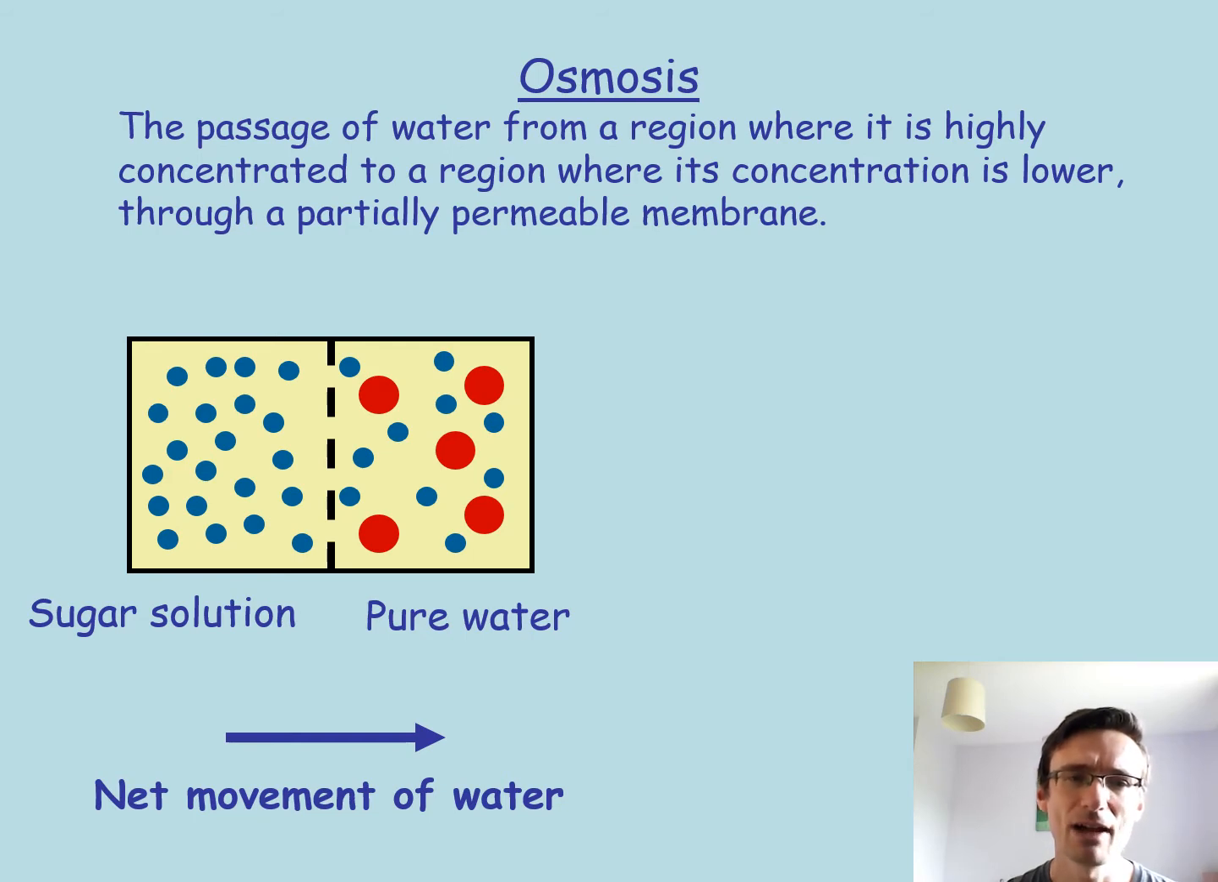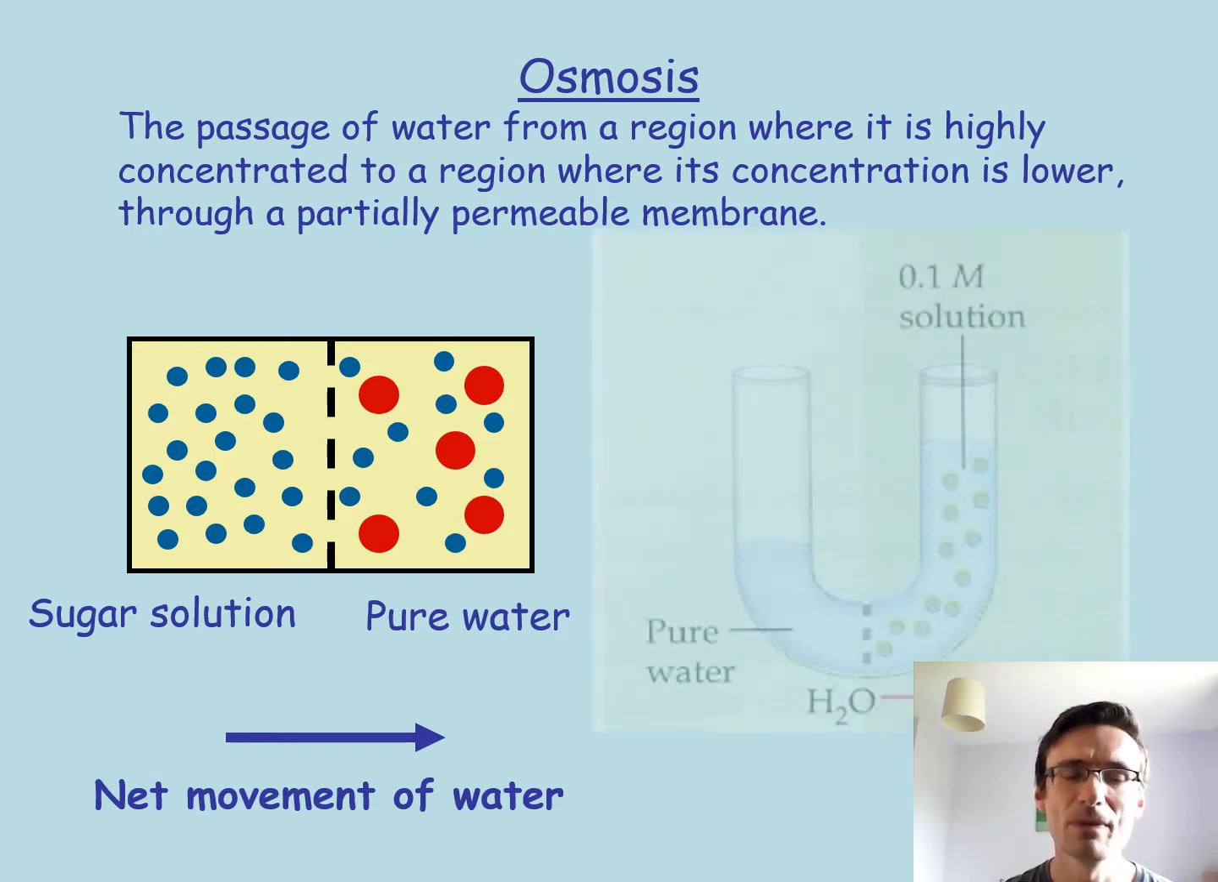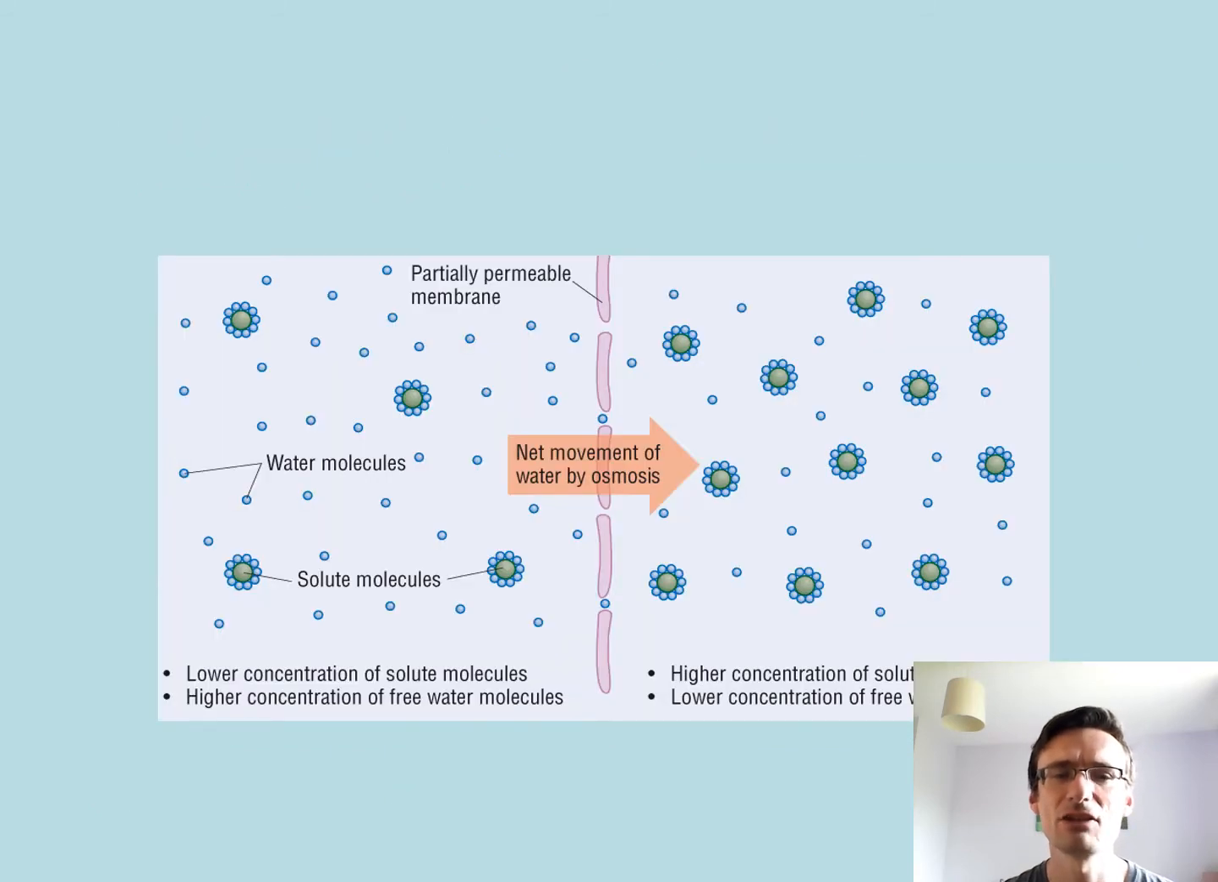If you have a sugar solution, water will always move from the pure water towards the sugary solution. The picture's not very good, so let's have a look at it as you try and get a better definition. There you go, it's a better picture for you. Here we've got two different pictures. You've got a high concentration of solutes. The bigger molecules here are solutes, and they are maybe sugar or salt, something like this. You've got a lower concentration of solutes here, so we've got more free water molecules.